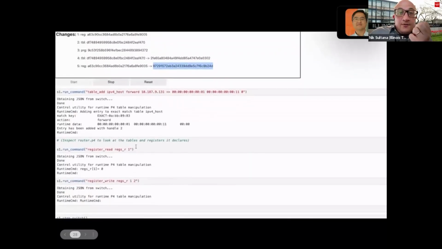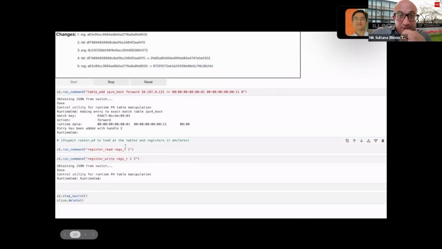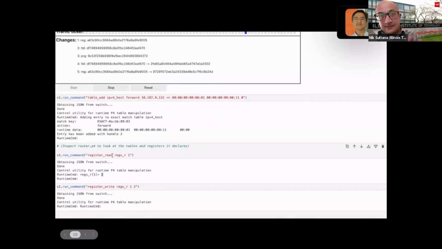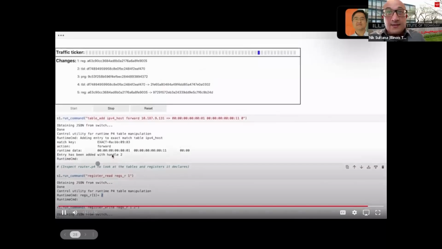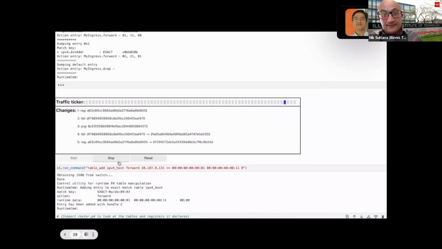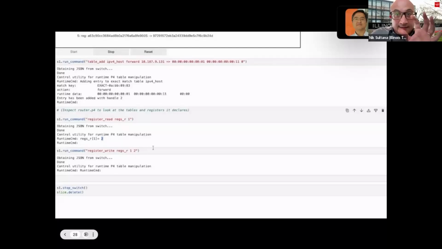Now the last thing I'm going to do is read the register value. It was previously 0. I changed it to 2, and now I expect it to be 2. And there it is. So that's an end to an example that connects together the pieces of the project that I was describing in this talk, and it encapsulates P4 and observability.